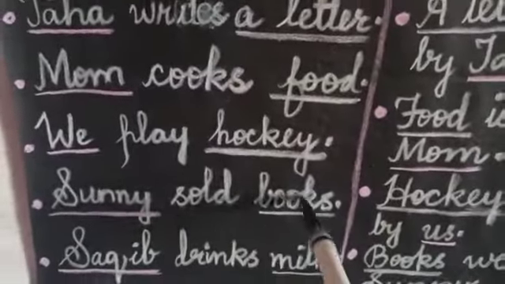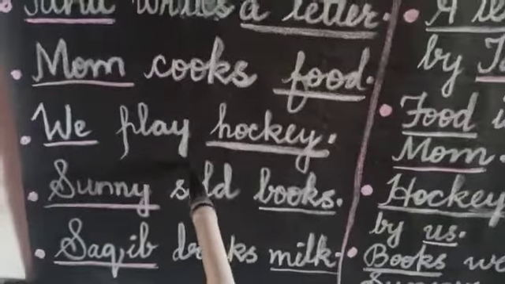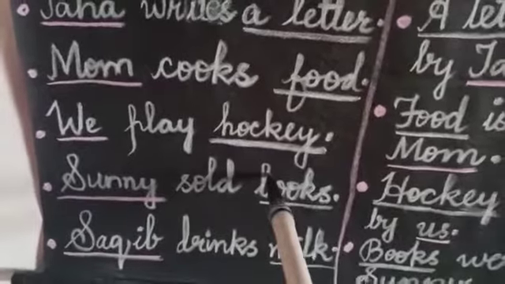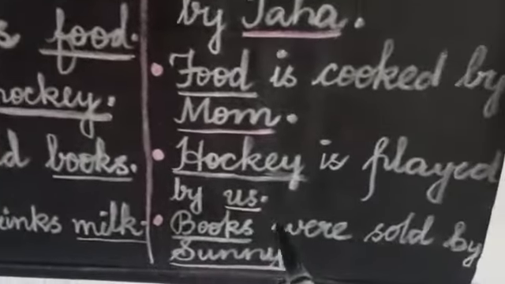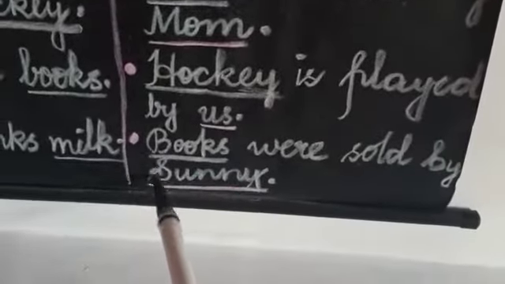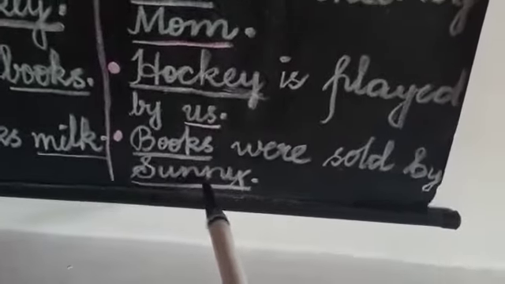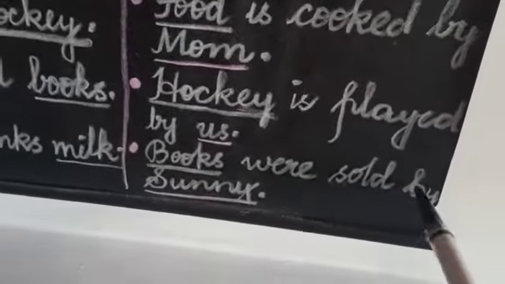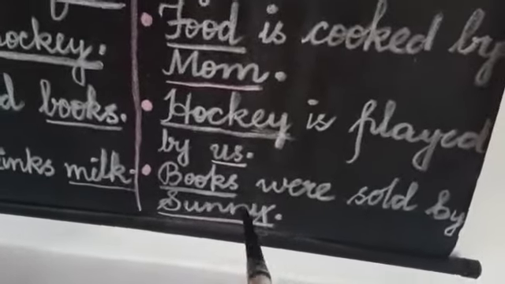Sunny sold books. You can say that here Sunny is the doer of this action, sold. So we can say that Sunny sold books. It is in active voice. And here books were sold by Sunny. Here we are talking about the books. Books is the subject, but it is not the doer of this action, sold. It is the receiver of the action. So we can say books were sold by Sunny. It is in passive voice.